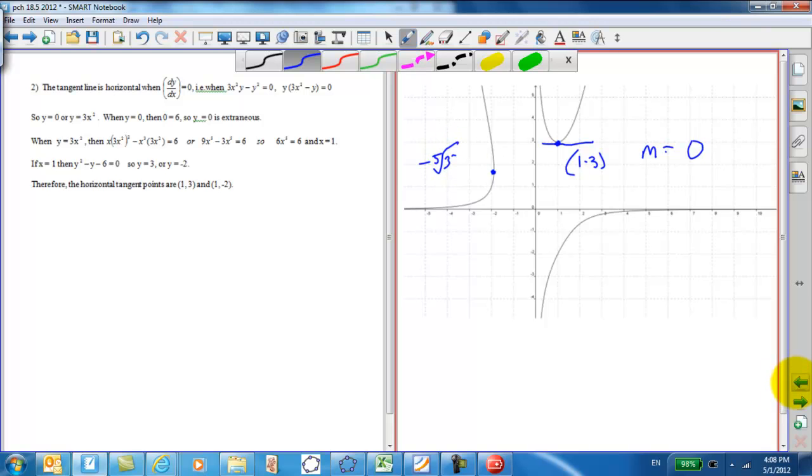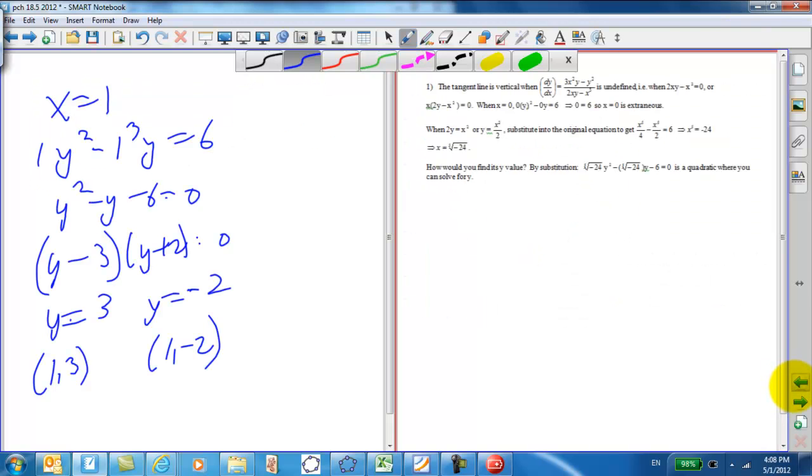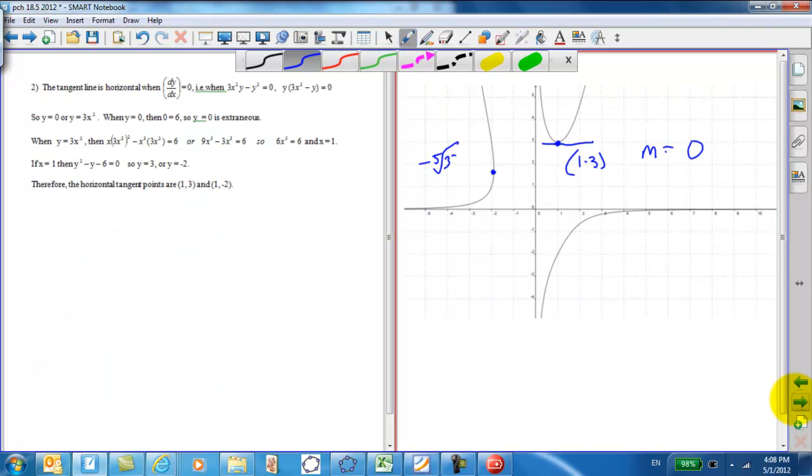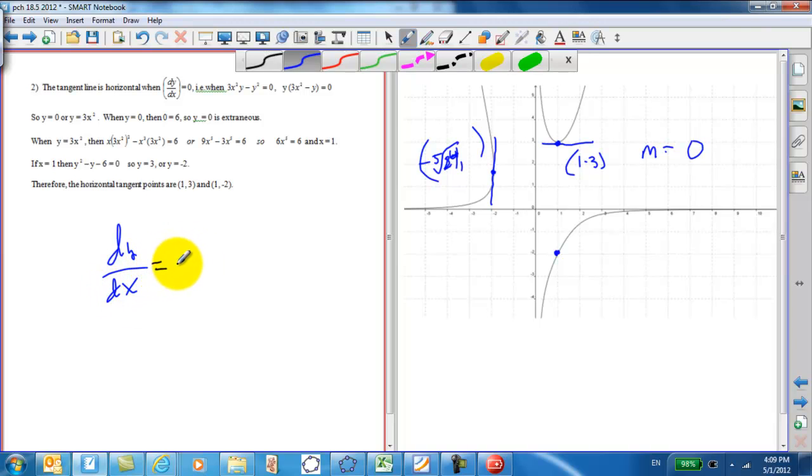I'm sorry, was it 32 or 24? Negative 1.8 or so. There's your vertical tangent line. But let's look at (1, negative 2), which is a point on the graph, but this does not look like a horizontal tangent line. In fact, let's actually sub back into dy/dx and see what we get for the point (1, negative 2).